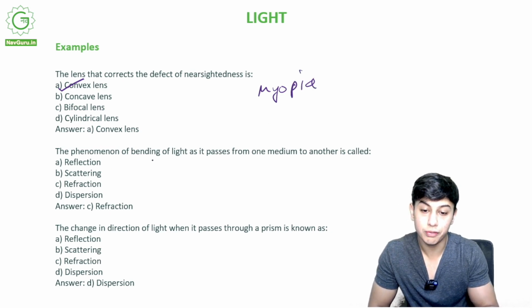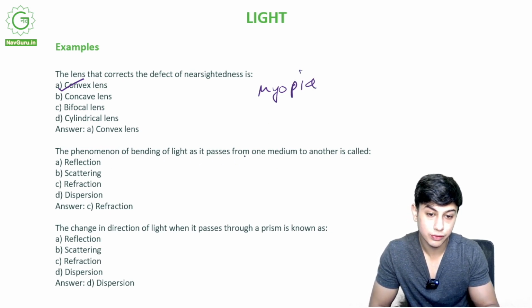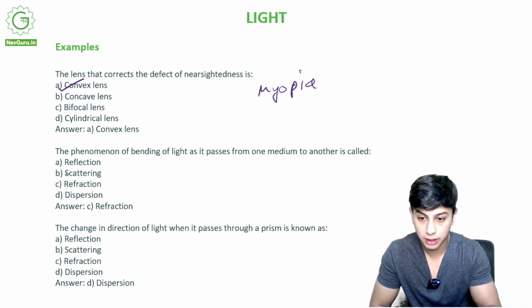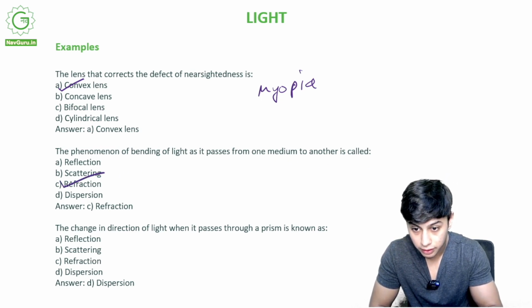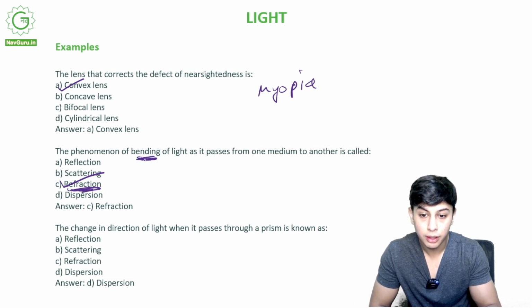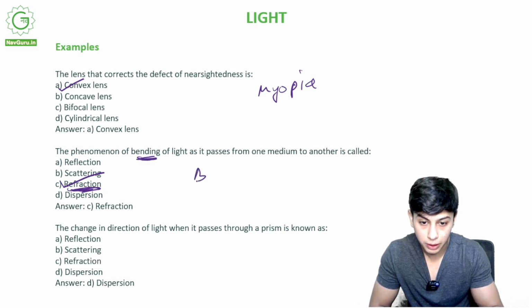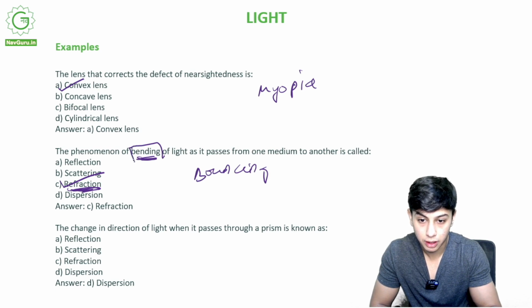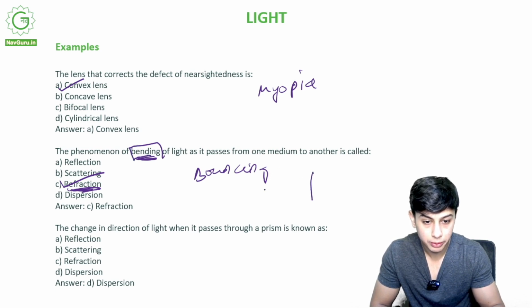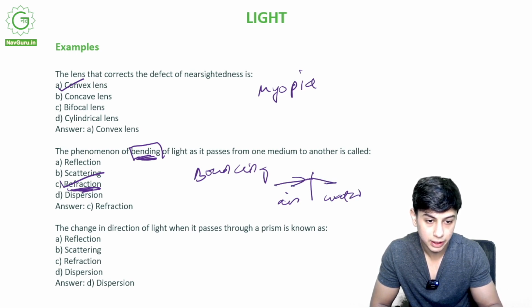The phenomenon of bending of light as it passes from one medium to another is called refraction. Refraction, bending. What was reflection? It was bouncing. Refraction is bending, from one medium to another. Suppose this is air, this is water. Light traveling from here in this direction will bend in this direction.